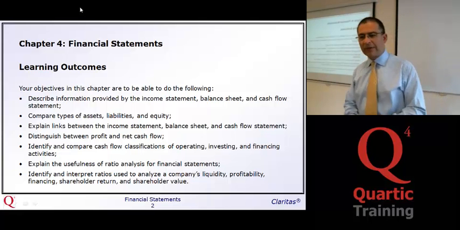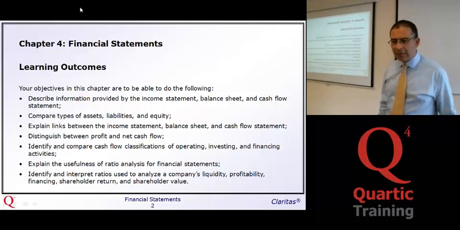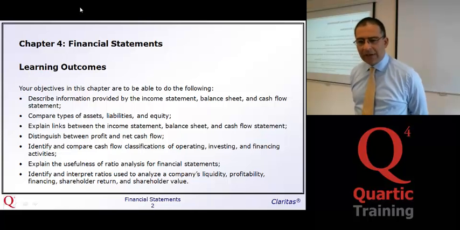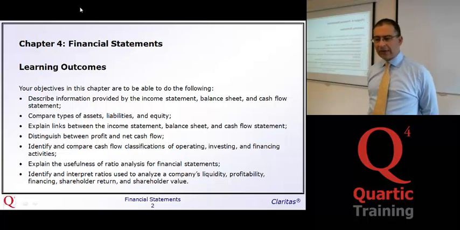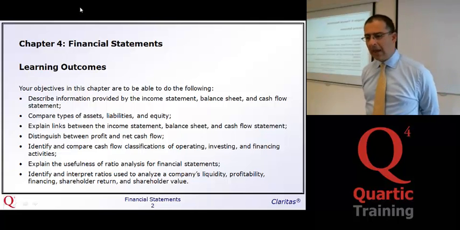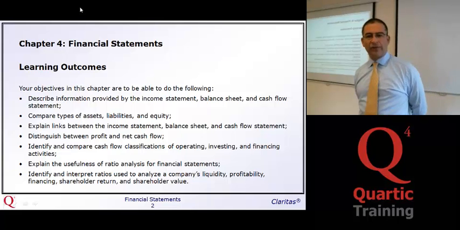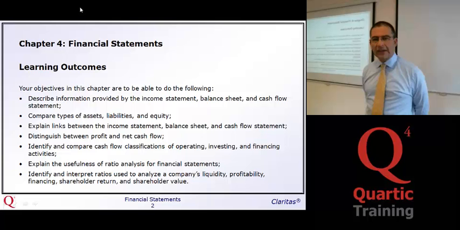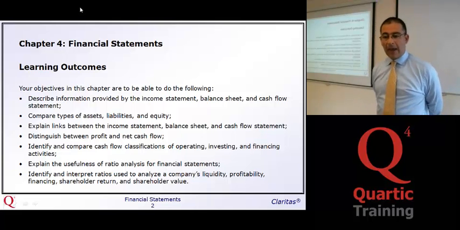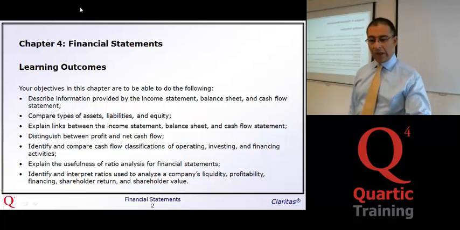Learning outcome statements. The 3 statements we're going to be looking at: income statement, balance sheet, cash flow statement. On the balance sheet, we're going to define assets, liabilities, and equity, and the link between the 3 statements. We'll look at profit and cash flow and see how they differ. We'll look at the different classifications of cash flows. We can have cash flows from operations, investments, and financing activities, and we'll define those 3 and how we can calculate them. A couple of ratios as well, and a bit of interpretation of ratios. Lots to get through.